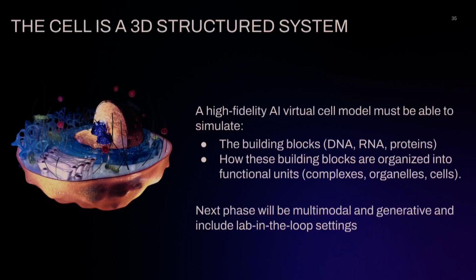So to get back to my earlier slide, a high fidelity AI virtual cell model must be able to simulate the building blocks and how they are organized. And although we're nowhere near a holistic virtual cell model in any way, we feel like we've come far in building these different models to represent the sequence, the structure, how drugs interact with structures, how the cell is organized, and also how the cell organization changes with drug perturbations.